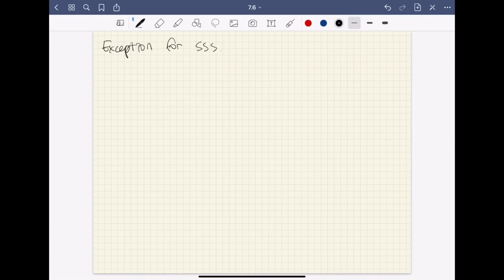All of the SSS cases will have solutions, except for one case. That is when the sum of the two shorter sides of a triangle is less than the longest side. So for example, sides 4, 5, and 10 will not work, because the longest side is 10, but the sum of these two sides is 9, which is shorter than 10. These three sides will not form a triangle. So if you see a case like this, you will not have any solutions.